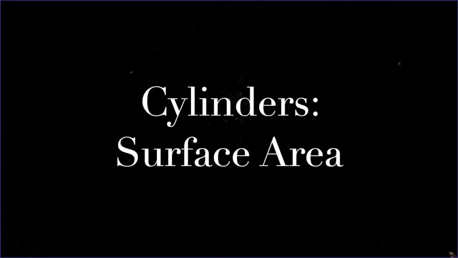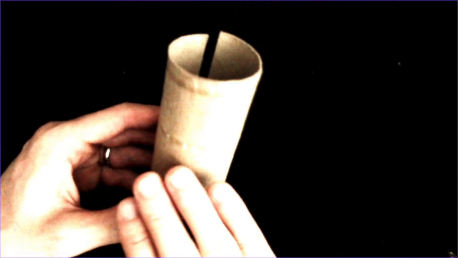Today we're going to be focusing on how to find the surface area of a cylinder. So what I have here is an ordinary toilet paper roll, and with this ordinary toilet paper roll, what we're referring to with surface area is every outside surface. We want to find the area of every part of this: the top, the bottom, and around the outside.